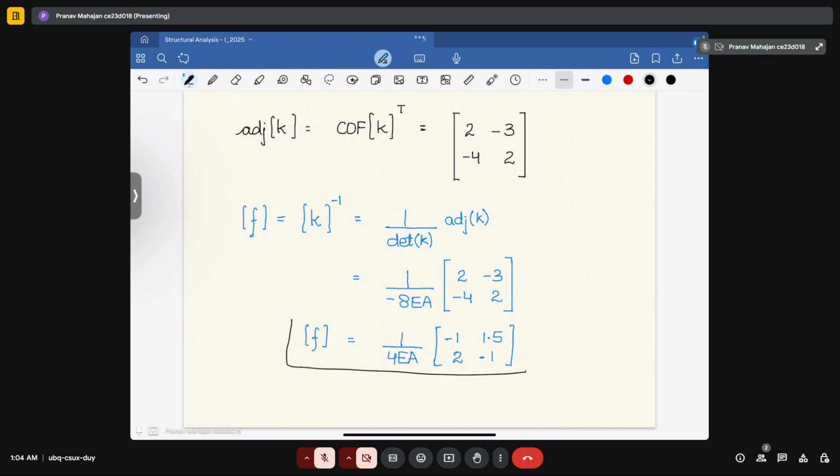Okay, so please remember this whenever you are expected to calculate a flexibility matrix or stiffness matrix. What you have to do is take the inverse of the stiffness matrix and flexibility matrix correspondingly.